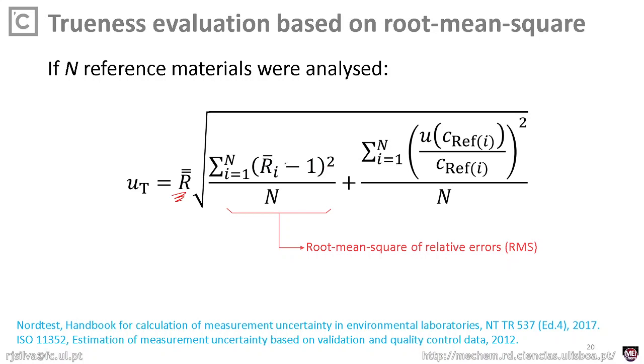So this is the square of the mean recovery for each reference material minus 1. This is the mean relative error, or the square of that. This is the number of reference materials, and here you have the mean of the square of the relative standard uncertainty for the different reference values.